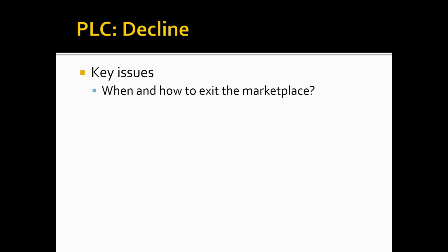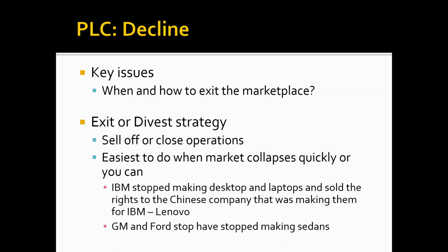Now, decline occurs because new product types enter the market. There are new product life cycles, so to speak, and often these new products are offering better or new benefits that the existing products can't. So they go into decline. So really, the strategic issue becomes, hey, what's the best way to get out of the marketplace? The simplest way is to exit or divest. Sell off everything, have a tag sale, fire sale, and get out.